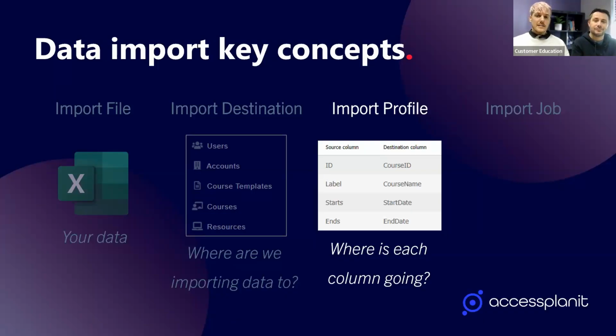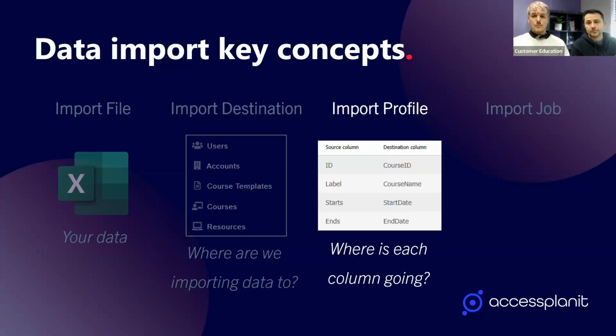So an import profile is essentially a set of instructions that explains to the platform what your file looks like. This includes things like which columns you've included in your file, how to map those columns to the correct fields in Access Planet, and how the platform should interpret those values in your file as well.